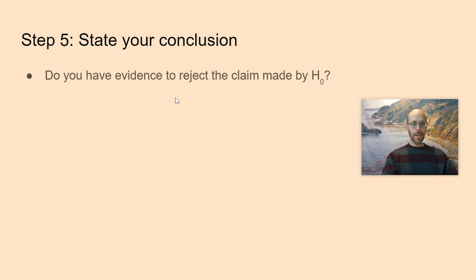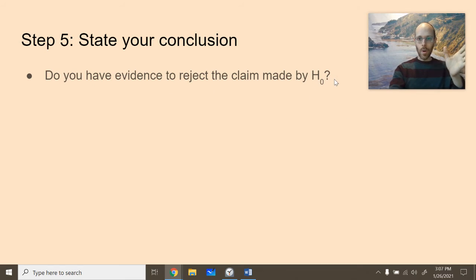Now, when we state our conclusions, we're really asking this question: do we have evidence to reject the claim made by the null hypothesis? Please write this down as we go through. So the null hypothesis was that we eat a normal amount. And have we shown that there's evidence to reject that claim?